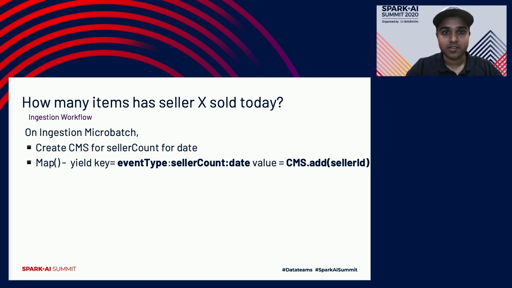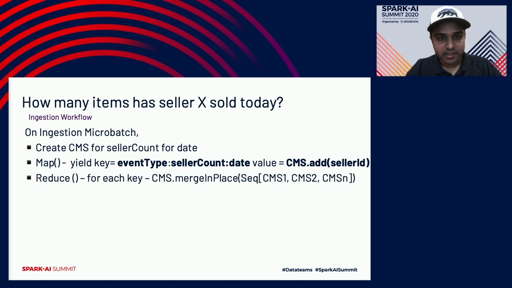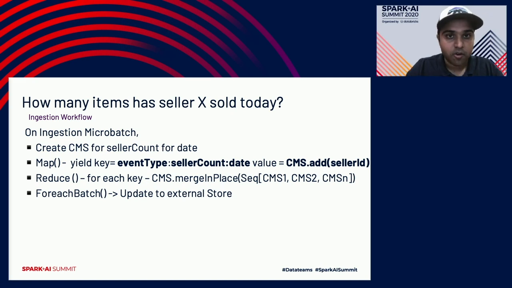So what we're going to end up doing is, if we want seller-wise statistics, why not just generate a count-min sketch per event type? Once we generate that, the reduce step becomes very simple, where we just merge in place the list of count-min sketches we get from each executor. And then in the foreach batch, just like what we did for the Bloom filter, we're going to update it to an external store so that it can be served and consumed by other services. Let's switch back to the demo to see how it actually works.